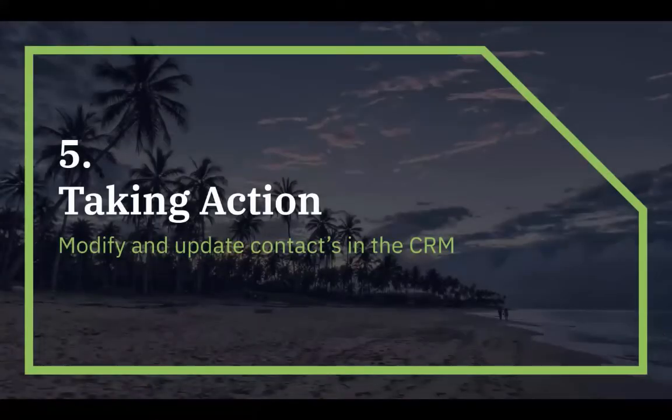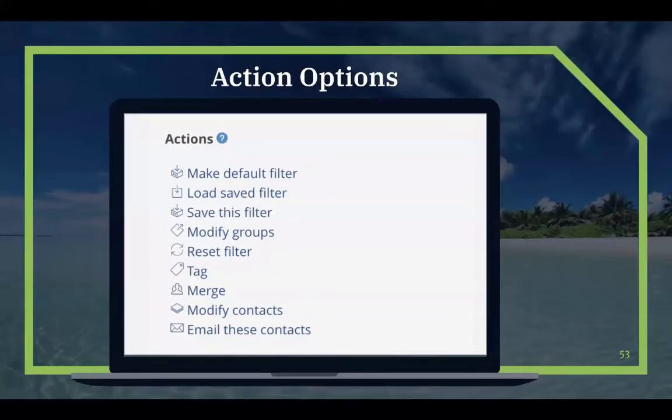So now that we've gone through a lot of the filtering options and you have narrowed down your list, it's time to think about what kind of actions you want to take. How do you want to modify and update the contacts within your CRM? You can perform different actions on these filters and the targeted list that we created. This would be within the actions heading along the bottom left. If you keep scrolling down past the filters, this is going to be the last option here.